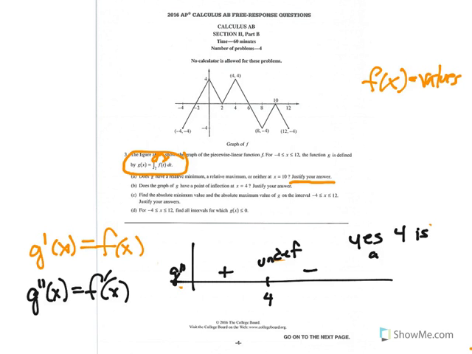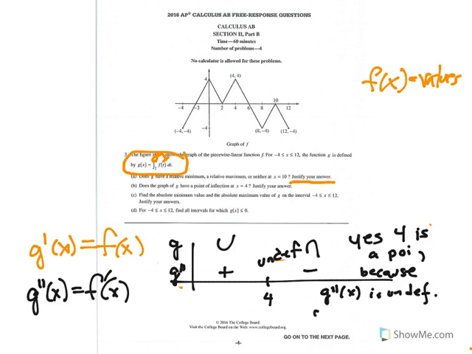4 is a point of inflection. And when they ask me to justify my answer, I can say because G double prime of x, by the way, this is concave up and concave down for G, G prime of x is undefined and changes from positive to negative. And that's the magic word, it changes from positive to negative. Anytime you ever justify your answer, if you're not sure what to do, just say yes or no and say because something changed from positive to negative. You might actually get full credit for it as you're working on it.